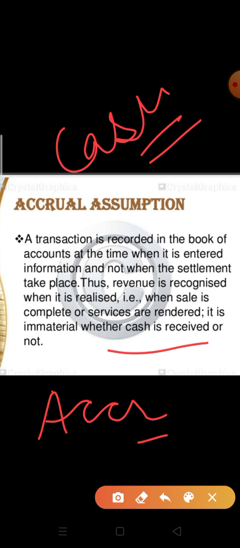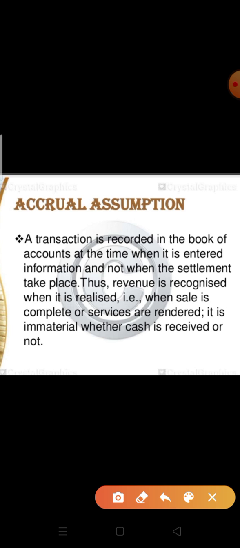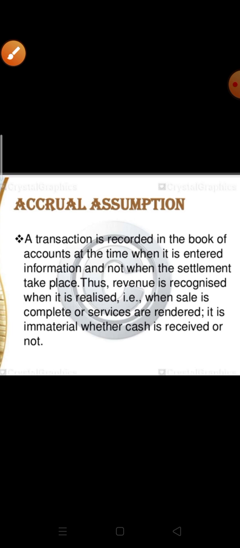The significance of these fundamental assumptions is that, in the end, we can say they need not be specifically stated in financial statements, and users of financial statements can take for granted that these assumptions have been followed while preparing financial statements. Thank you so much. Revise it. Try to make short notes of it.